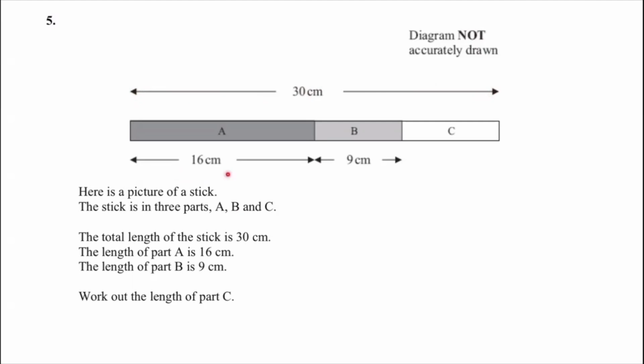We can see A is 16 and B is 9. So this little bit here is all we need to work out. It would be 30, take away the 16 and the 9 together. So you'd probably add that first. That's 25, which gives you a final answer of 5 centimeters.